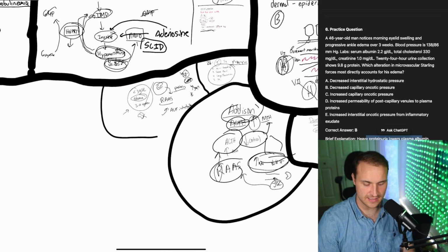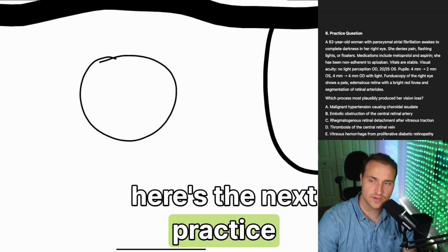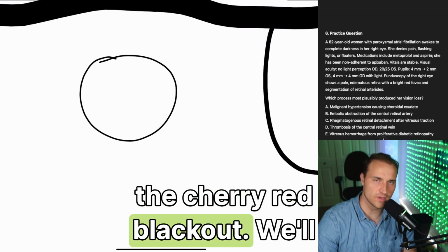That is the answer and how this works for question 2 of section 2 of NBME 26. Of course, these questions are my own, but here we go. Okay, here's our next practice question. I call this the cherry red blackout. We'll see why in a second.